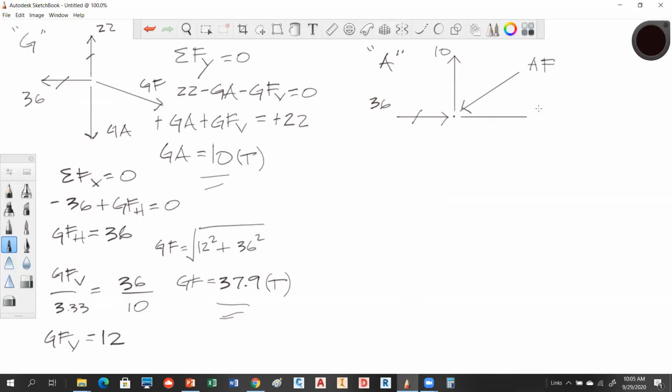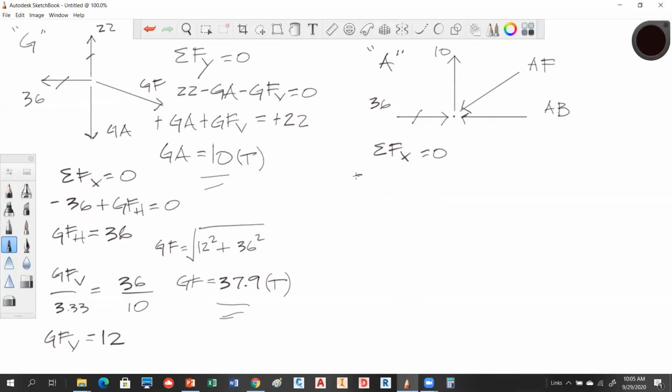Compression. Okay, we'll call it compression. I don't really have a clue on it, so we'll see what happens when we resolve it. All right, so we're going to do a sum of forces in X, which has to equal 0.